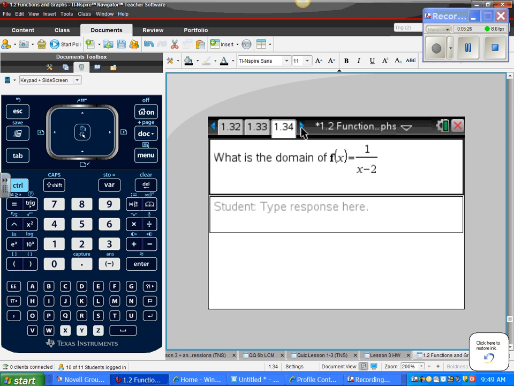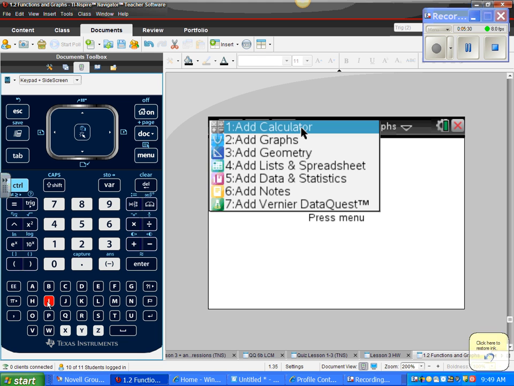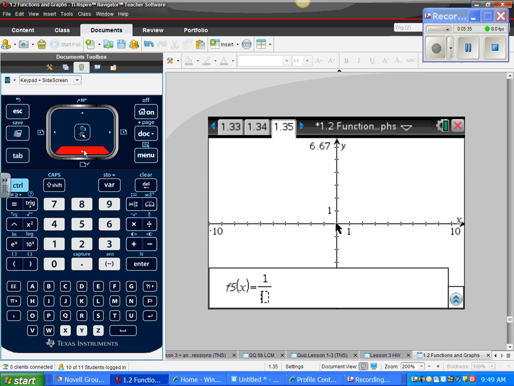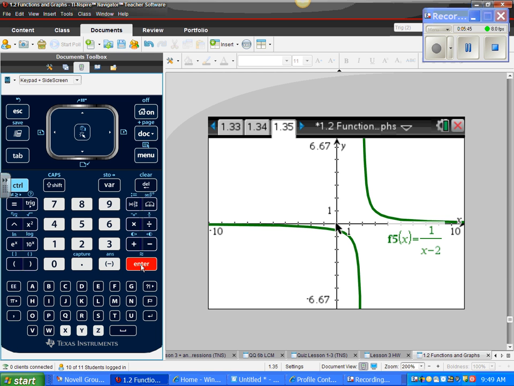Okay, 1 over x minus 2. Control I, add graphs. 1 over x minus 2. So now some of you should already be thinking, I know what value makes this function undefined, so I'm going to have an issue with my domain, right? So here's my graph. So let's talk about domain first.